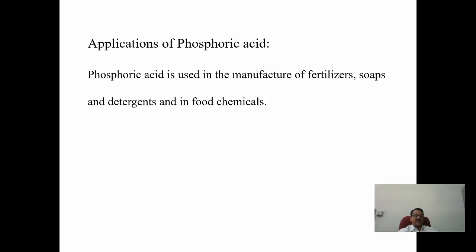So this is briefly about the production of phosphoric acid by the sulfuric acid leaching process and the hydrochloric acid leaching process. We have seen their flow charts, chemical reactions, raw materials required, and properties and applications of phosphoric acid.